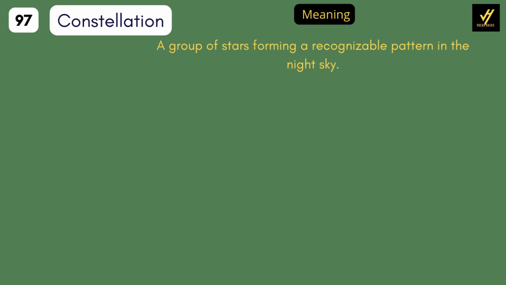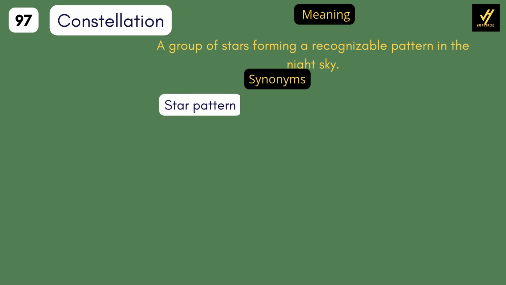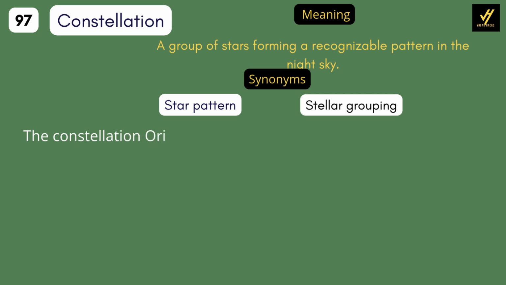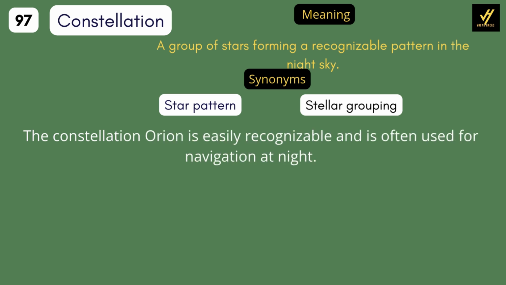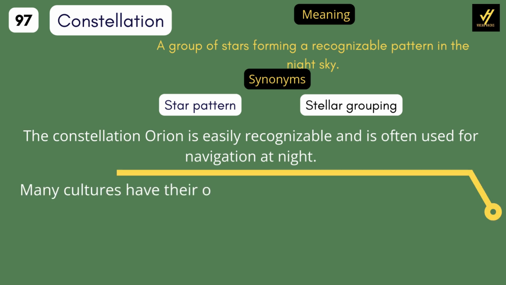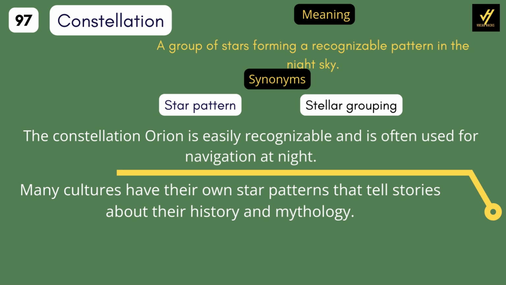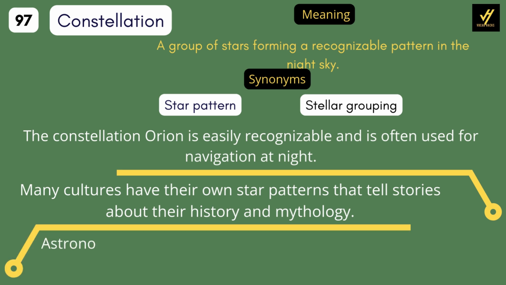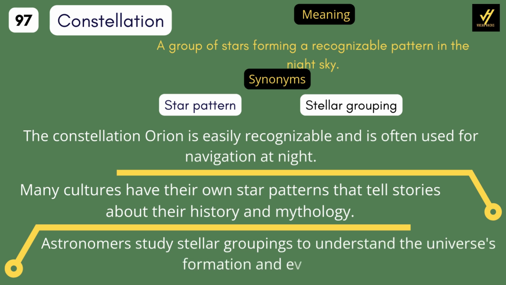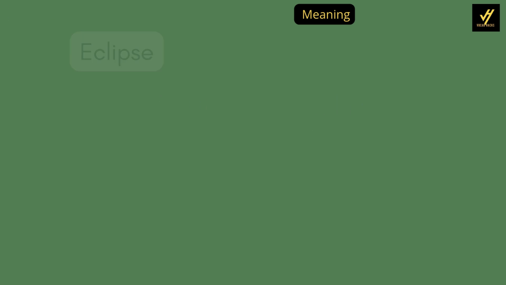Constellation, a group of stars forming a recognizable pattern in the night sky. Star pattern, stellar grouping. The constellation Orion is easily recognizable and is often used for navigation at night. Many cultures have their own star patterns that tell stories about their history and mythology. Astronomers study stellar groupings to understand the universe's formation and evolution.